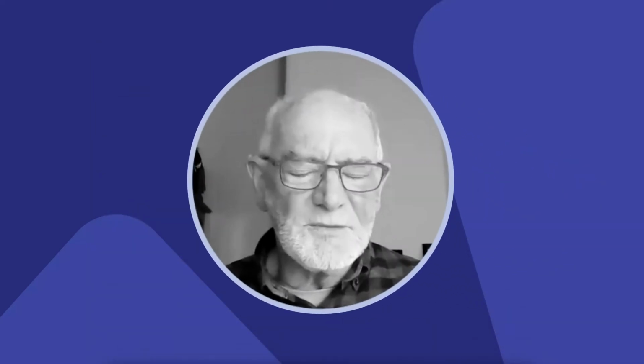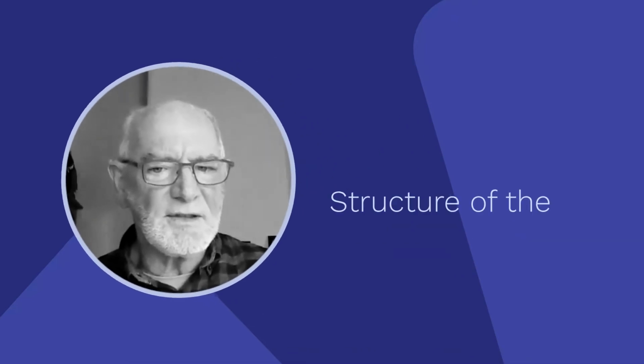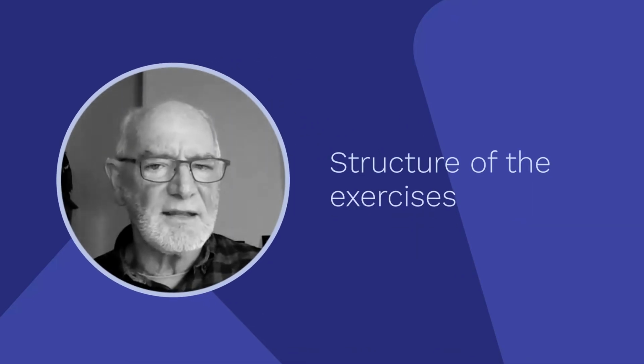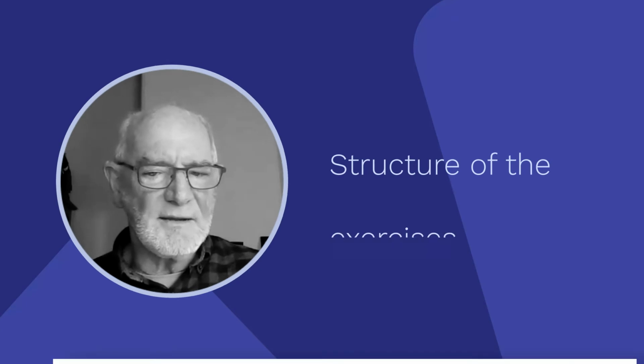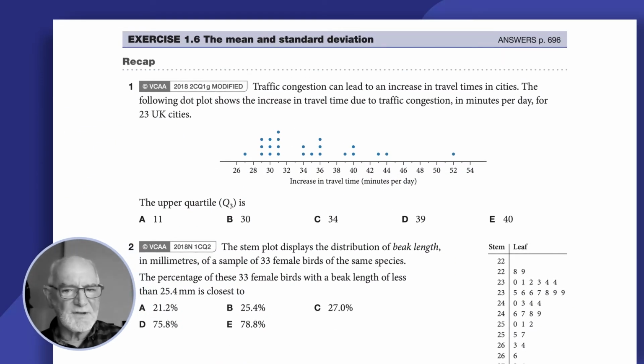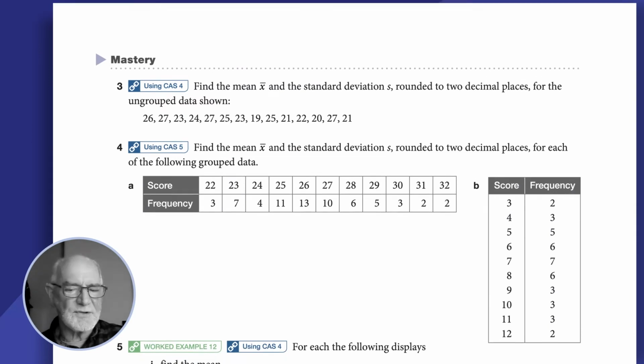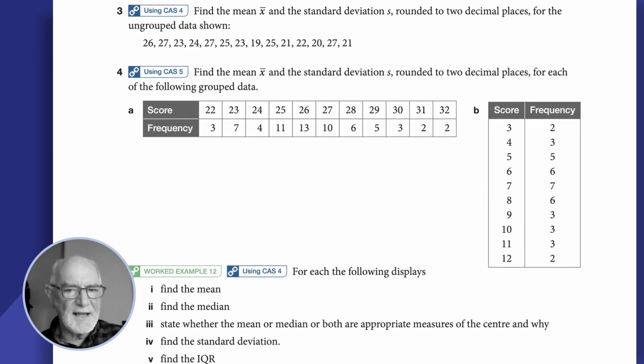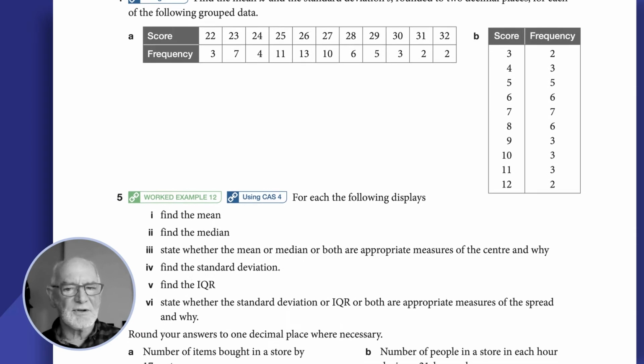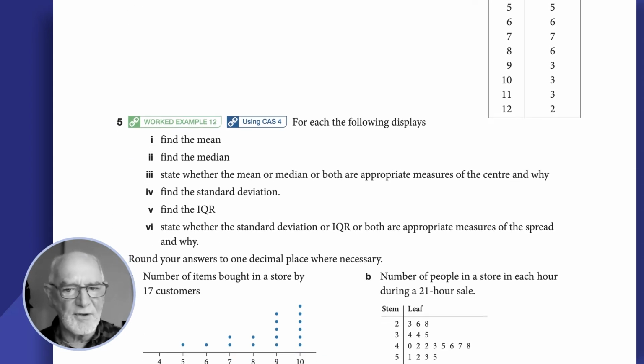The other thing, which is probably really different too, is the structure of the exercises and how they're set out. Basically the exercises have a recap section, which, if it's an exercise within the chapter, will have questions on the previous exercise students have done. So they're constantly being asked to review theory that they've already been taught. Then there are also mastery questions. Every single worked example has a mastery question. Every Using CAS has a mastery question, so students are able to develop their skills and practise what they've learnt.